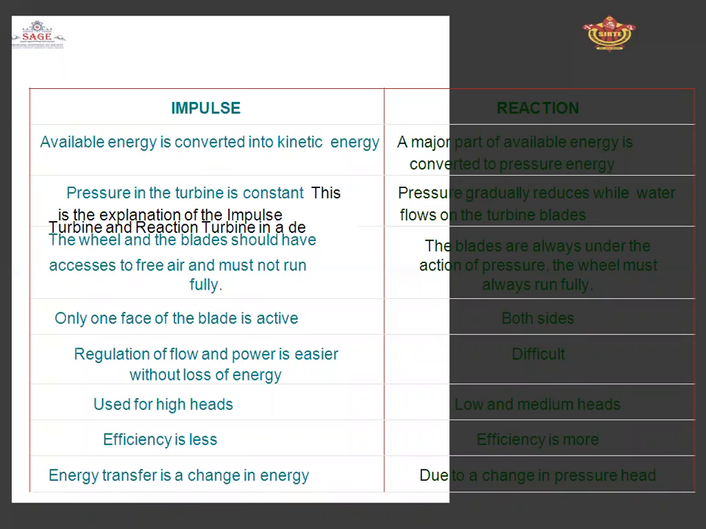Second thing is the pressure in the impulse turbine is constant. This is the explanation of the impulse turbine and the reaction turbine: in the impulse turbine, the blades are exposed to free air and must not run fully. The pressure energy remains constant from inlet to outlet, whereas in the reaction turbine the pressure gradually reduces while water flows through the turbine blades. In the reaction turbine, the blades are always under the action of pressure, and the wheels must always run fully.